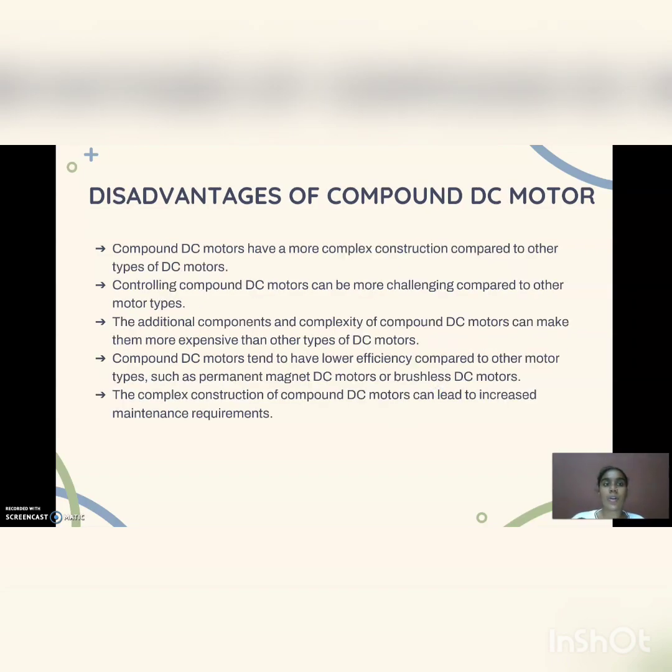The disadvantages of compound DC motors are that they have a complex construction compared to other types of DC motors, and controlling them can be more challenging than other motor types. The additional components and complexity can make them more expensive than other types of DC motors, and they have a lower efficiency compared to motors such as permanent magnet DC motors or brushless DC motors. Lastly, the complex construction of compound DC motors can lead to increased maintenance requirements. Thank you.